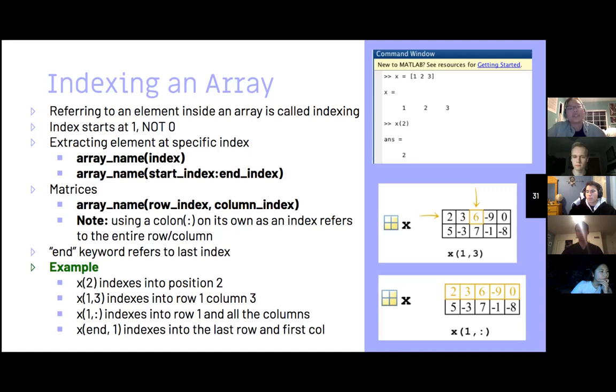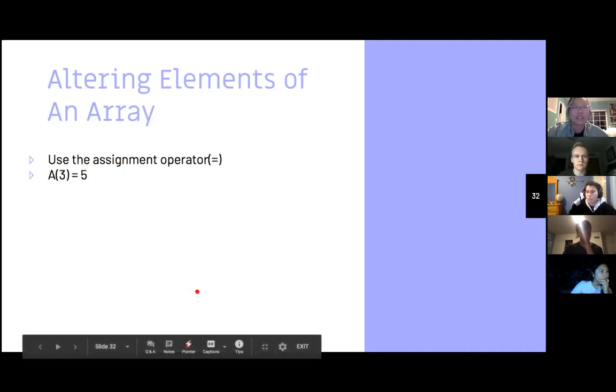And then we're using the keyword end. So x of end, comma 1, means your last row, first column. So that's your last row and your first column, the bottom left of your matrix.